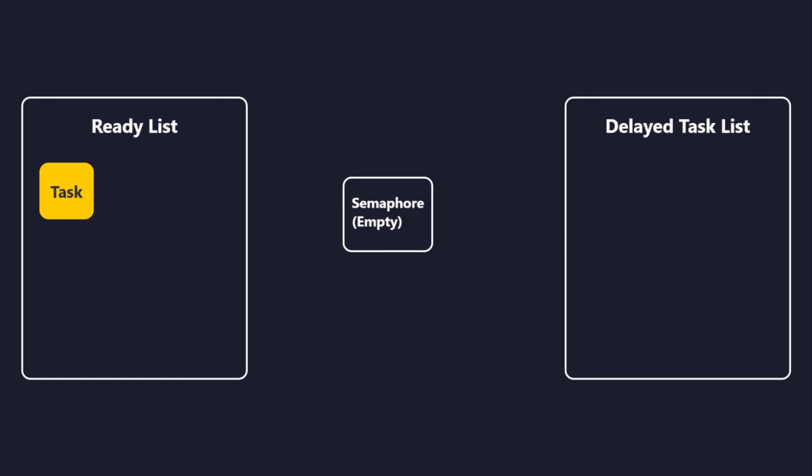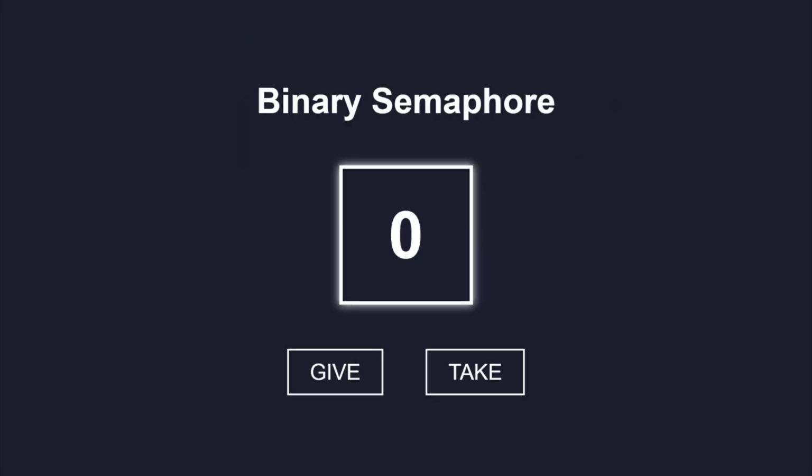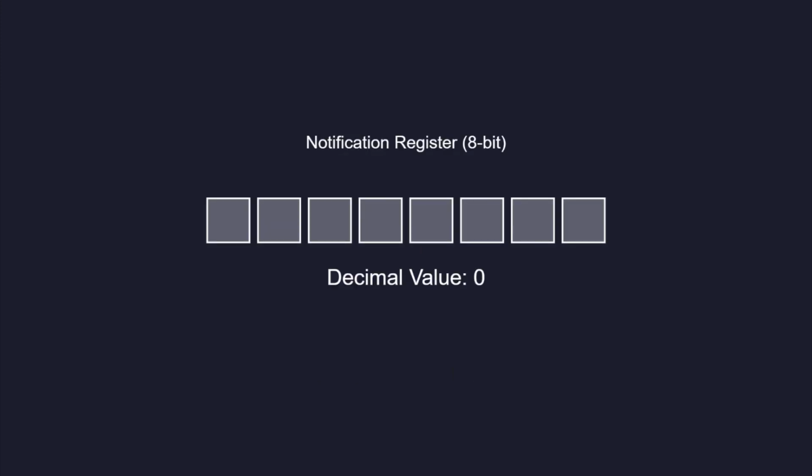block structure. When a task calls the take function on an empty semaphore, the kernel must move the task state from the ready list to the delayed task list. Direct notifications skip the search through the event list because the target task is already known, reducing the instruction count for the scheduler dramatically. A binary semaphore acts as a simple flag, where the give operation sets the count to 1 and the take operation resets it to 0.